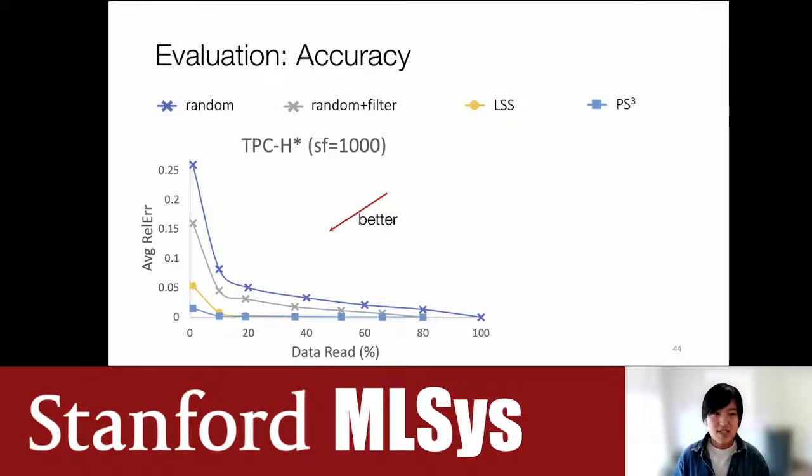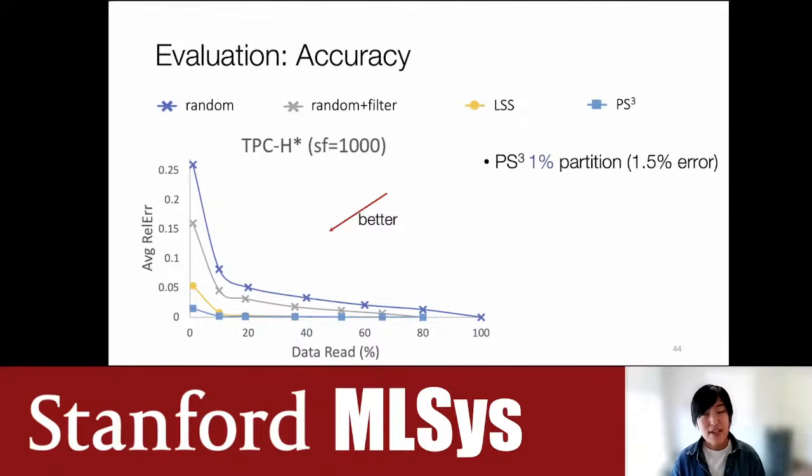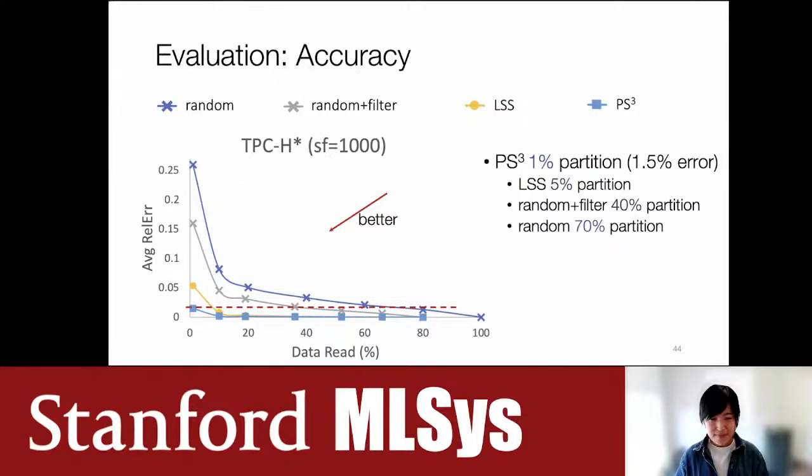Here are the results on the four methods that we compared against, with PS3 as the bottom blue line. In this particular example, with only 1% of the partitions read, it is able to achieve a 1.5% relative error in the estimate compared to the other baselines. The modified stratified sampling needs to read 5% of the partitions. And if you randomly select a partition, you will need to read 70% of the partitions to get the same error. So 70x faster in this case.